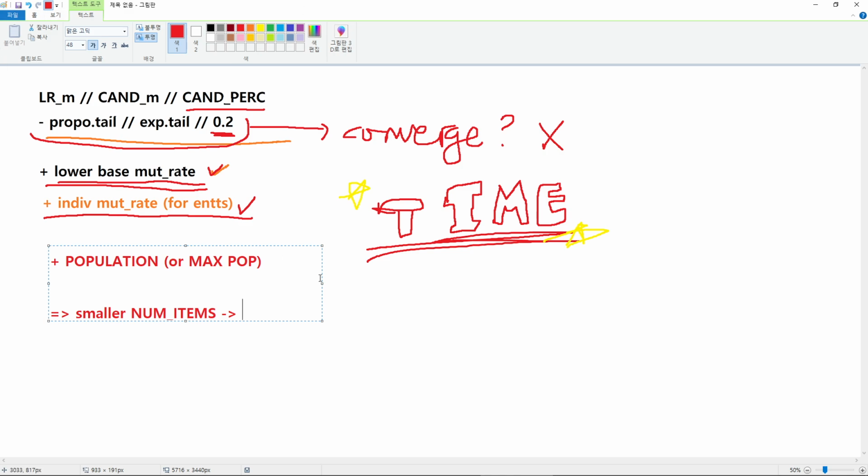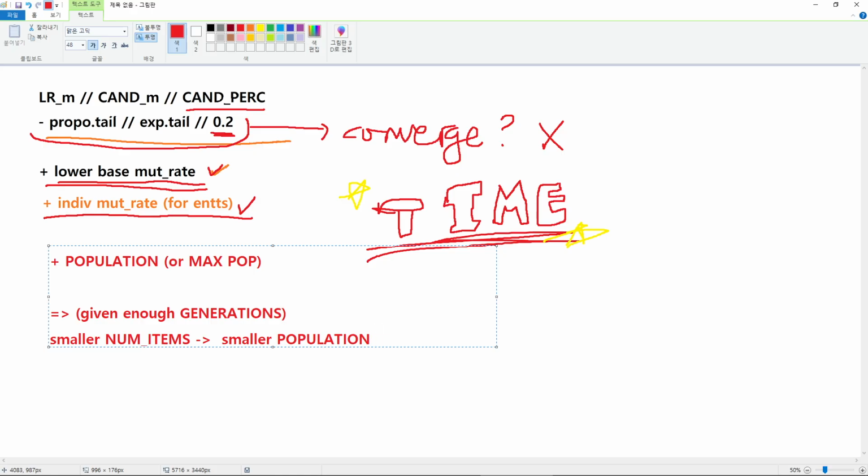Wait, where's my cursor? No, that's not it. I'm all over the place, aren't I? Okay, given enough generations, for a smaller number of items, you need only a smaller population.